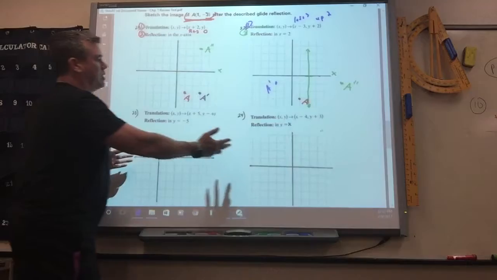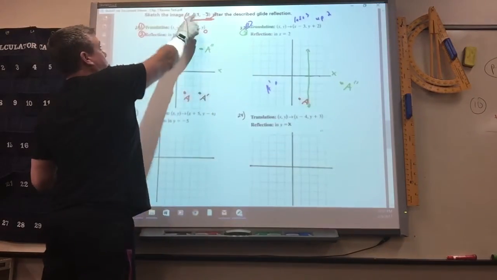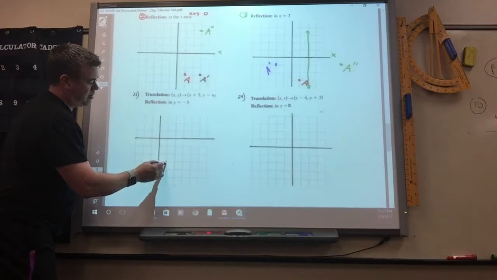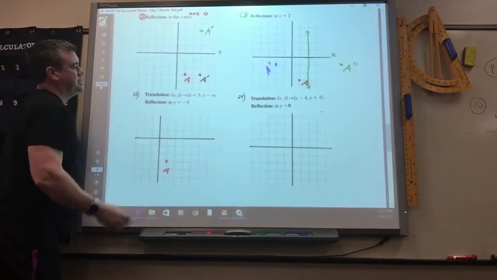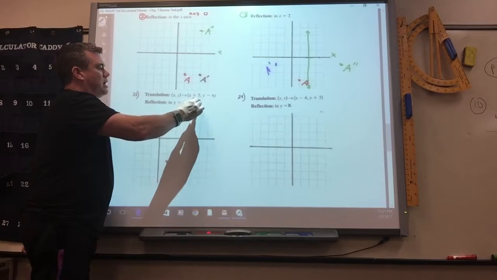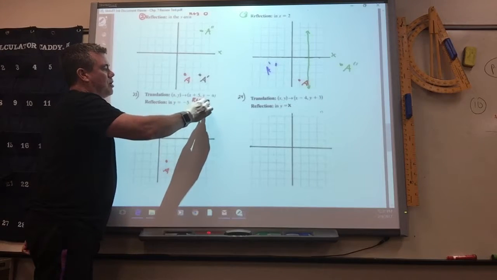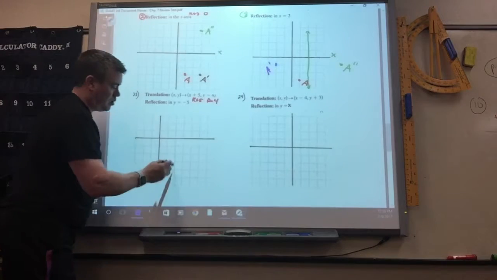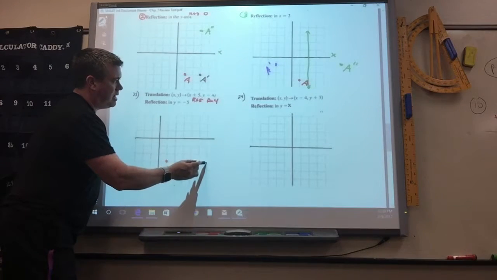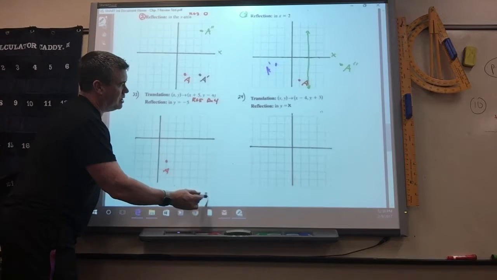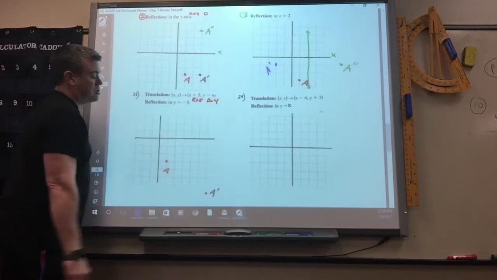So 23 and 24, it's still the same rules. We still have to start off at 1, -3. We have to slide it. X plus 5 means right 5. Y minus 4 means down 4. 5. 1, 2, 3, 4. So that goes off the screen also. So there's A prime.